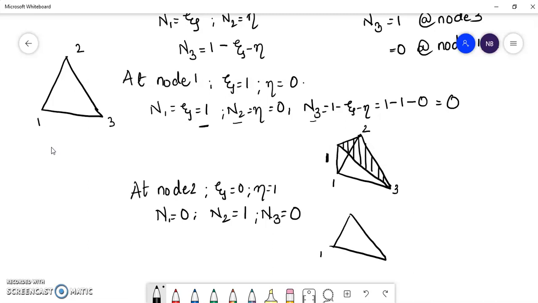So this is my triangle with nodes 1, 2 and 3. The value of the shape function at N2 is 1, and at the other two nodes it is 0 and 0. So joining this, I get somewhat like this, and this is the plane surface for N2.